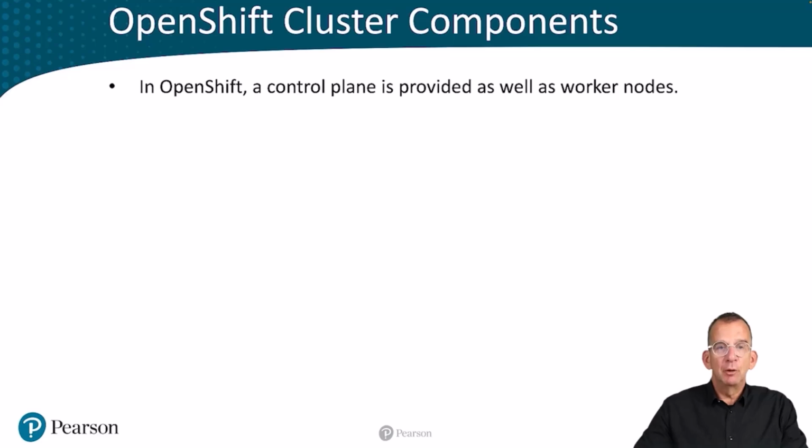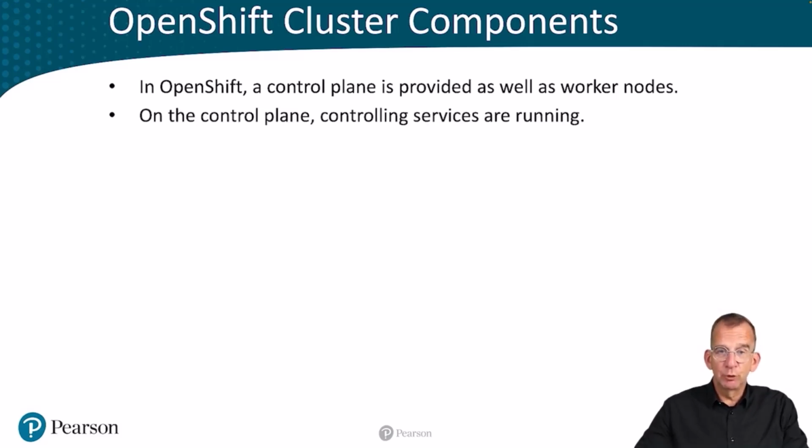In this lesson you are going to learn how to work with OpenShift. Before installing OpenShift, let's talk about the different components that you will typically find in an OpenShift cluster. So in OpenShift, a control plane is provided as well as worker nodes. The control plane is a server, a computer that is in your OpenShift environment that is providing key OpenShift services. And the worker nodes, that is where your applications are going to be hosted. So on the control plane, you have controlling services, and the worker node runs user applications.